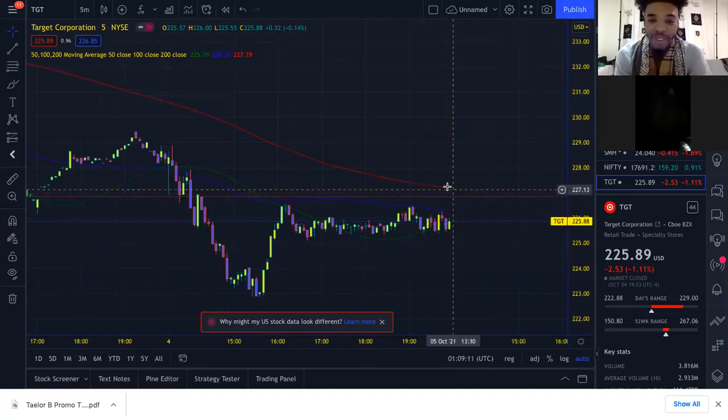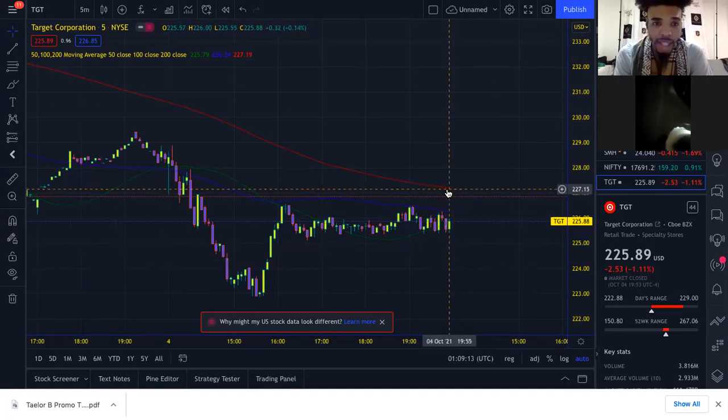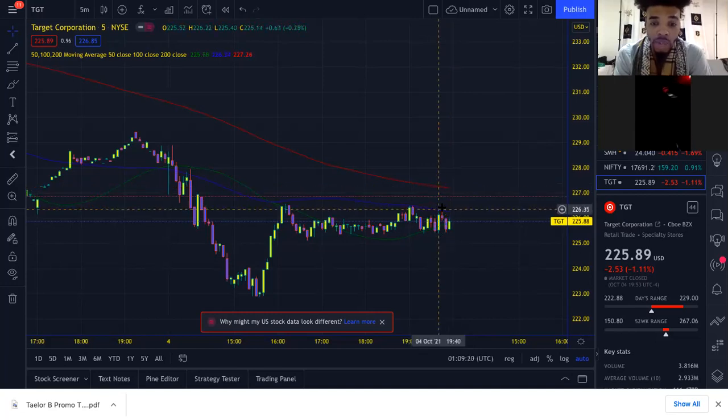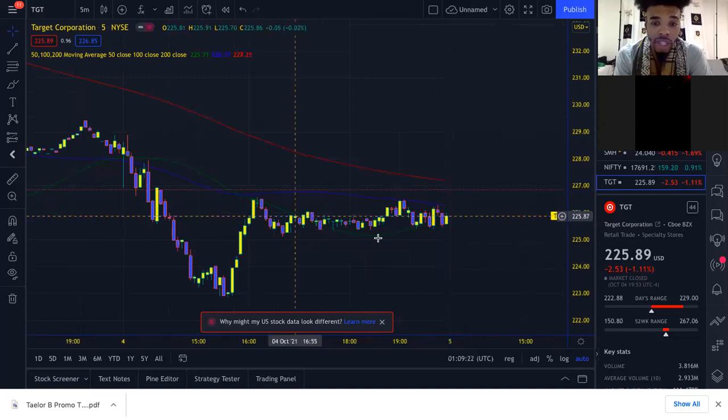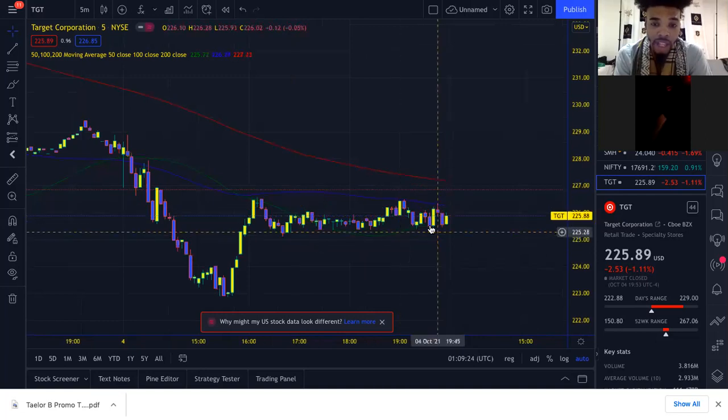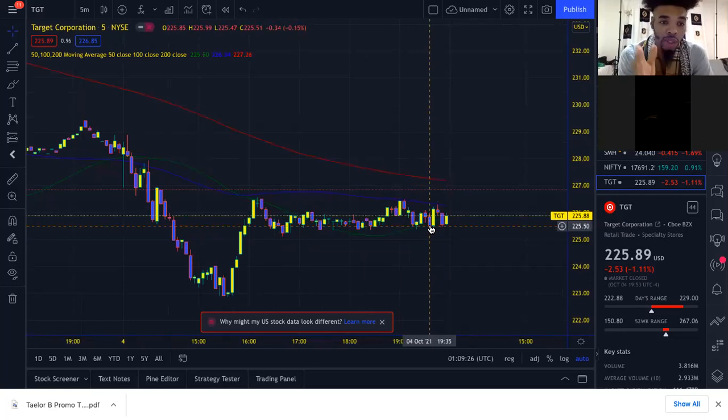All right, so right now, we got the red line acting as the 200 moving average. We have the blue line acting as the 100 moving average. And then we have the green line acting as the 50 moving average. All a moving average is, so when I say 200, it's the last 200 candles. If I say 100 moving average, it's the last 100 candles. It's basically the average of that number of candles. So if I say 200, it's the average of the last 200 candles.